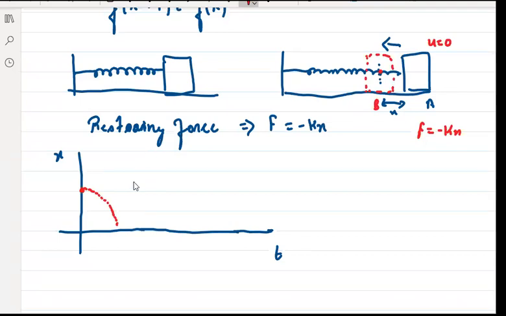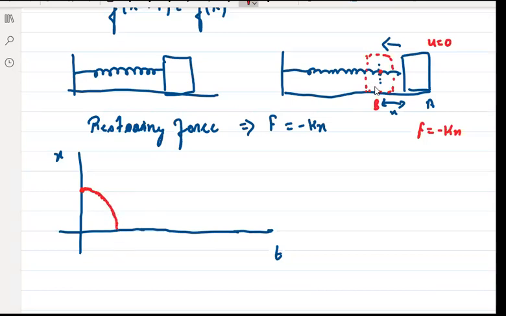Why am I asking this? Because you might ask, sir, why is it a curve and not a straight line? When you talk about the slope of the x-t curve, what is the meaning of the slope? It is speed. The mass attached to the spring is coming to its normal position, the speed is increasing, which means the slope should increase. So initially it is flat, and then the slope increases. It will be like this.